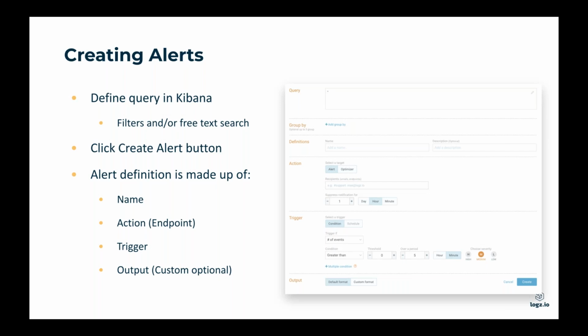The free text search is based on a Lucene query syntax. It also supports a limited form of regular expressions. So you can get pretty custom in terms of what you're querying data and what you're alerting on specifically.